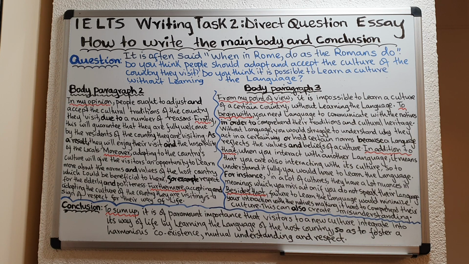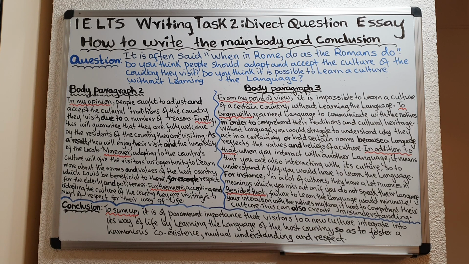Okay, so what should you write in your conclusion? Begin your conclusion with to sum up, or to conclude, or in conclusion. And then after that, write your answer to the first question, and then write your answer, or rather your opinion, to the second question, and write reasons. In my case, I wrote the reasons as to foster or to promote a harmonious coexistence, mutual understanding, and respect.